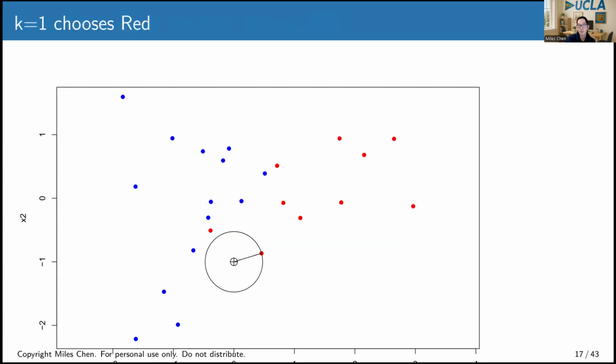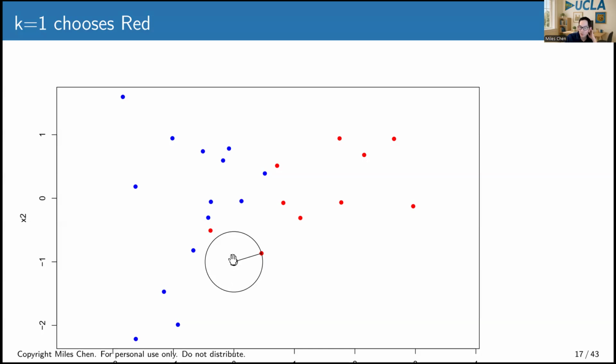Okay. So here, if I choose k = 1, the one point that is closest, the one with the shortest distance, is this red point right here. And so to show that it is the nearest neighbor, I've drawn a circle to show you that no other point is closer than that.